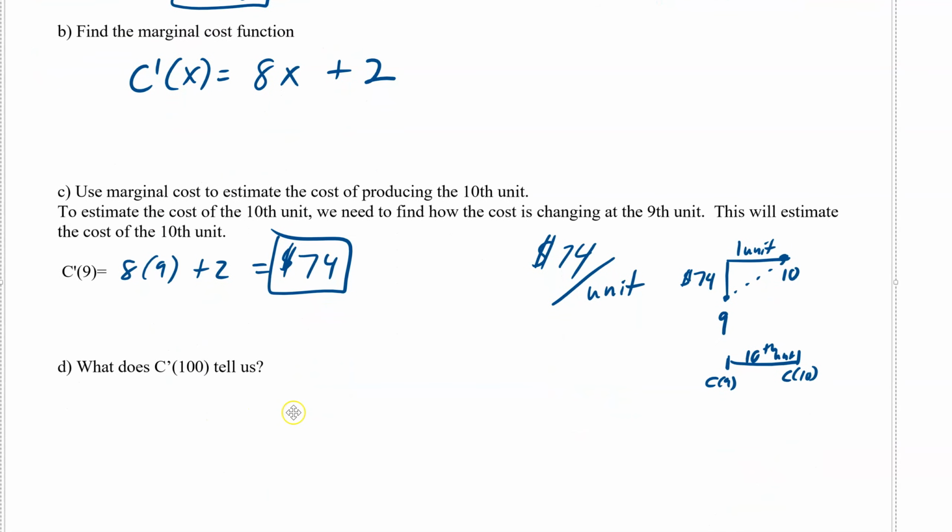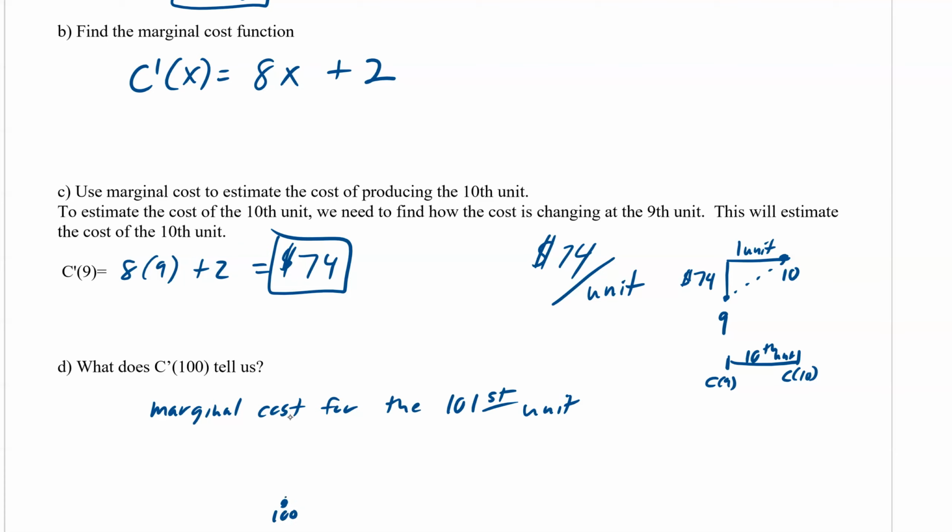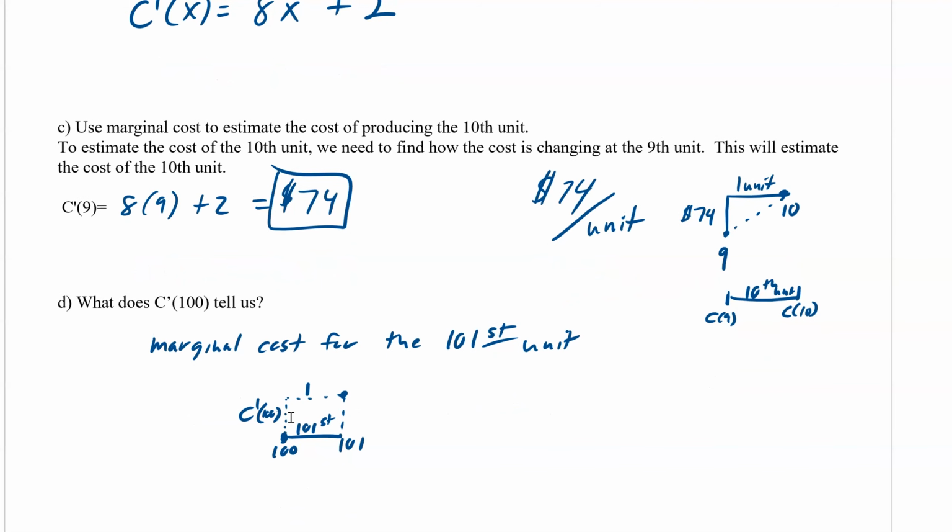So what does C prime of 100 tell us? It tells us the marginal cost, the approximate cost for the 101st unit, because again, we're at 100, so our derivative at 100 says we're going to go up a certain amount. It's going to go C prime of 100 over 1 to get to the 101st unit, so that would be the 101st unit's cost. So you always plug the number in before with the derivative to tell us what the next value would be.